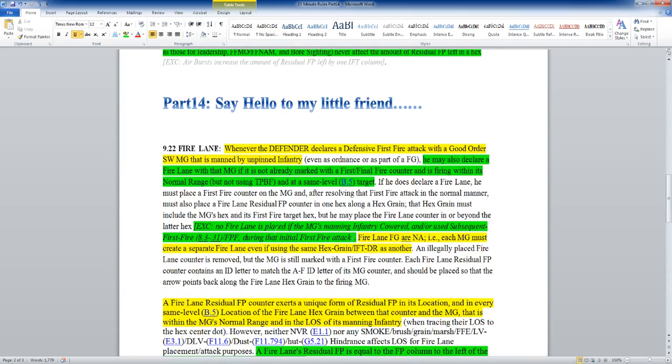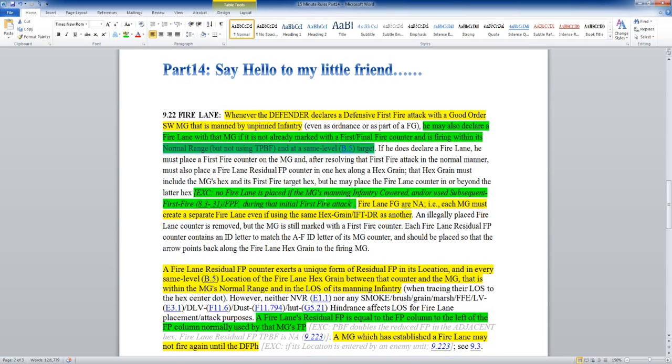Whenever a defender declares a defensive first fire attack with a good order support weapon machine gun that is manned by an unpinned infantry, he may also declare a fire lane with that machine gun if it's not already marked with a first or final fire counter and is firing within its normal range and at the same level target. All that is very, very important, and we're going to look at that here in a few minutes.